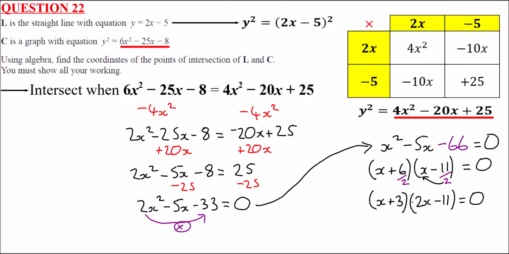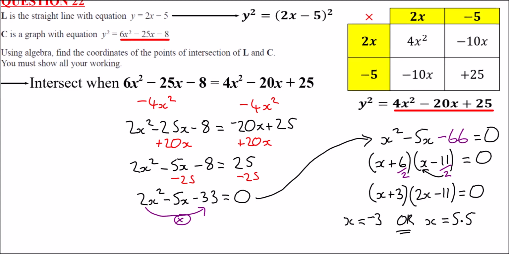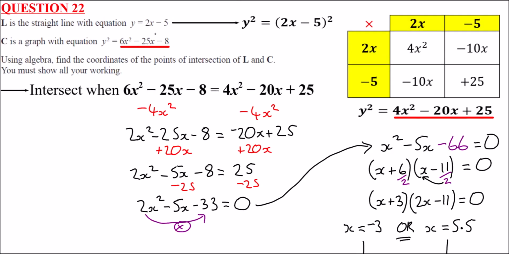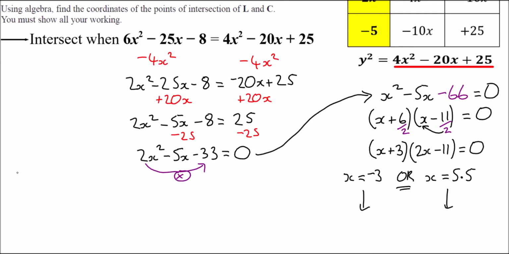So what two values of x would make this expression equal to 0? Well, clearly we've got to have either x equals minus 3, or if this bracket's equal to 0, that would be the case when x is 11 over 2, which is 5.5 as a decimal. But we want the coordinates where they intersect, so I need the x value and the y value. So when x is minus 3, what's y going to be? And similar for this one. We need to remember the formula for what y is. y is 2x minus 5. So if I just write this down the side, we can use this to generate the value of y.